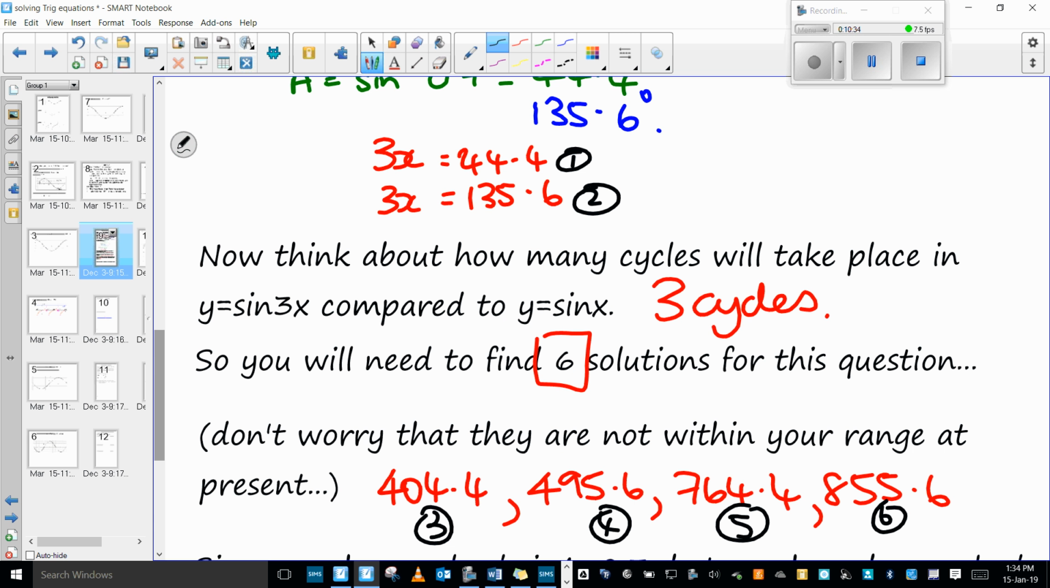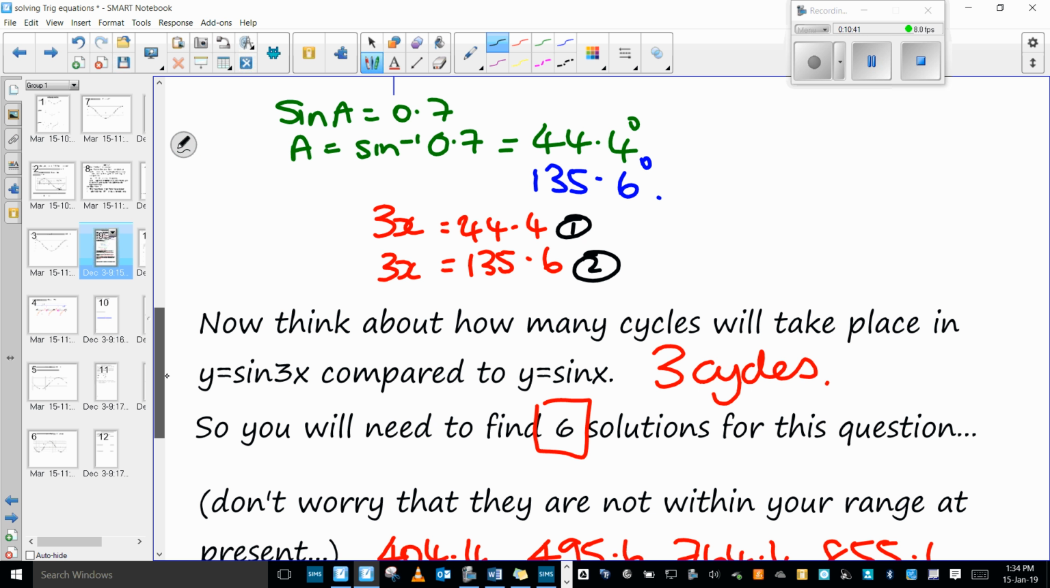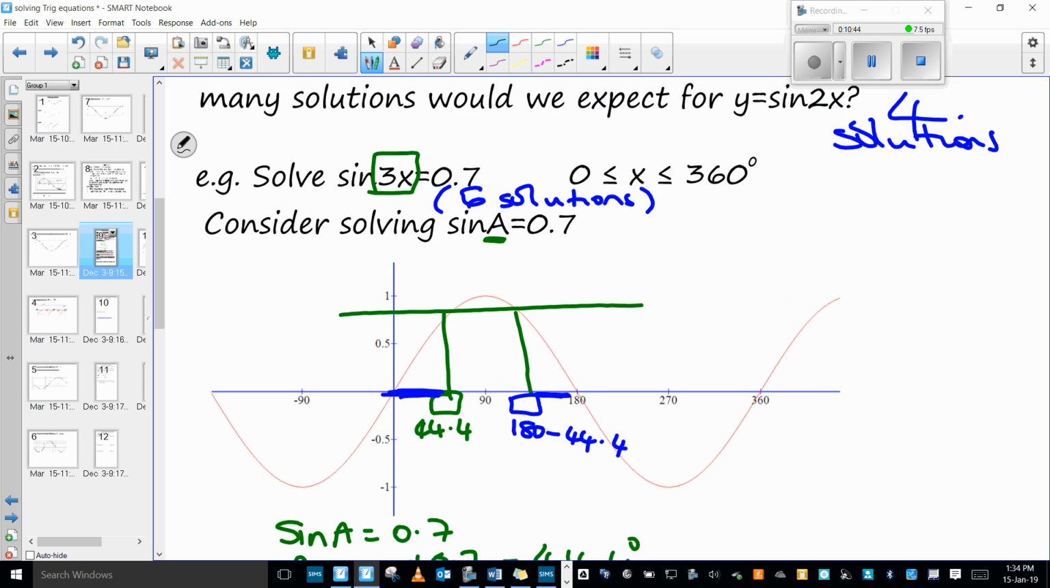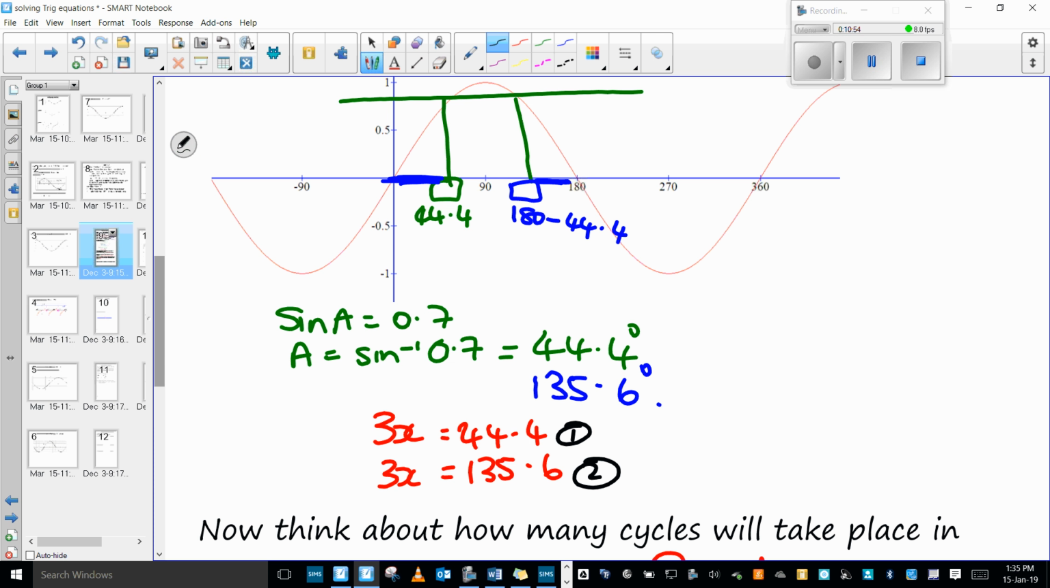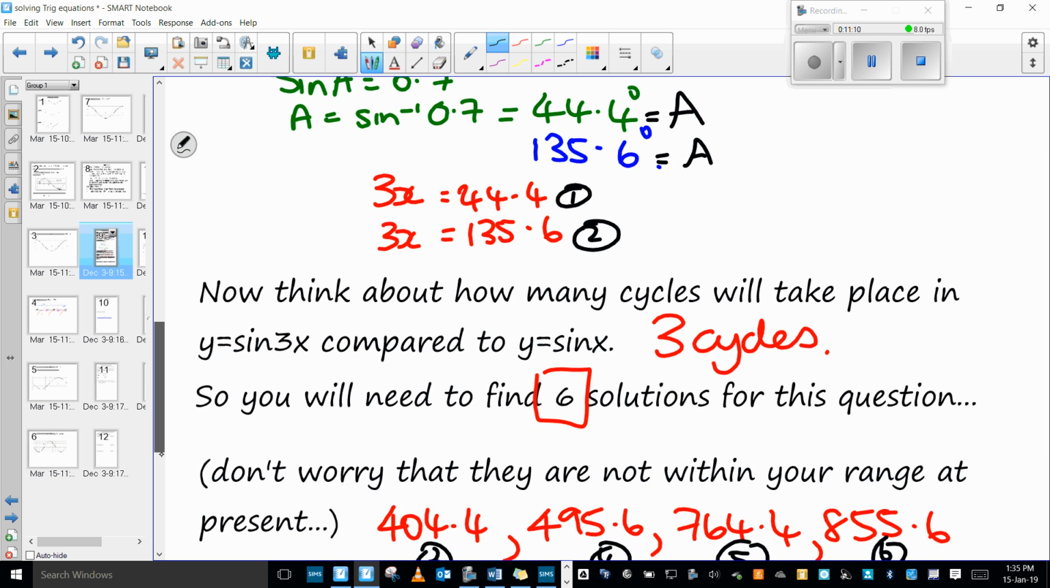Divide by 3, yes? So each one of those numbers, we're now going to divide it by 3. Up here we were initially solving sine 3x equals. We changed it to be sine a equals. So these two solutions are a, but a represents 3x. We found 6 solutions, but they all represent 3x, not x. So what we're going to do now is divide all of them by 3.